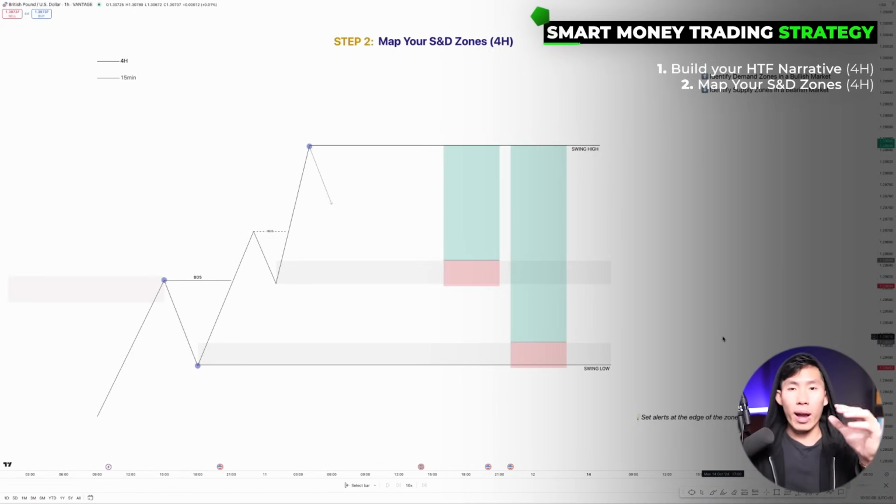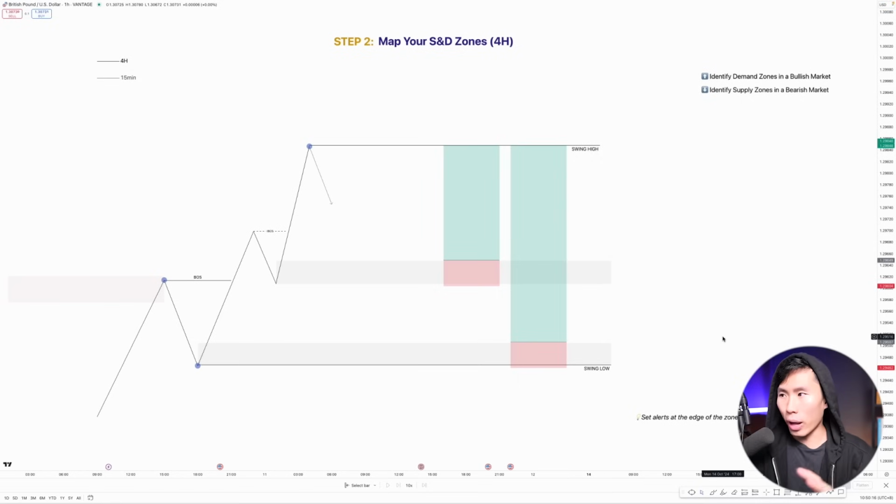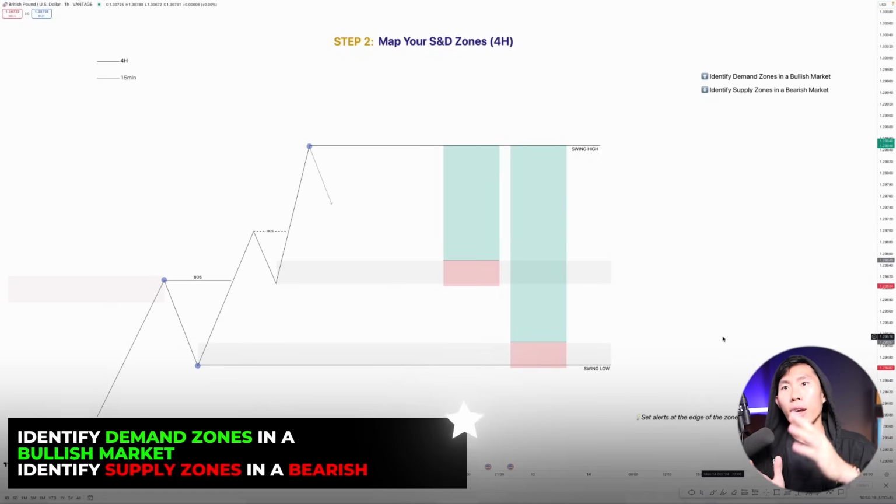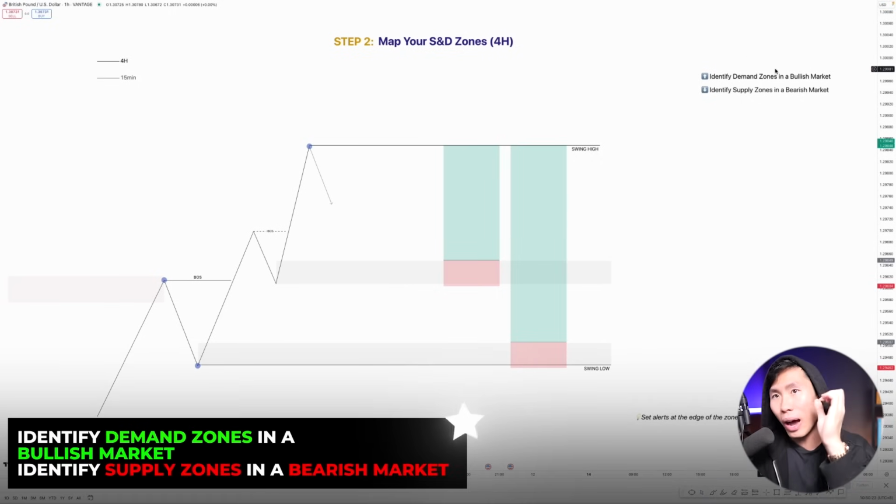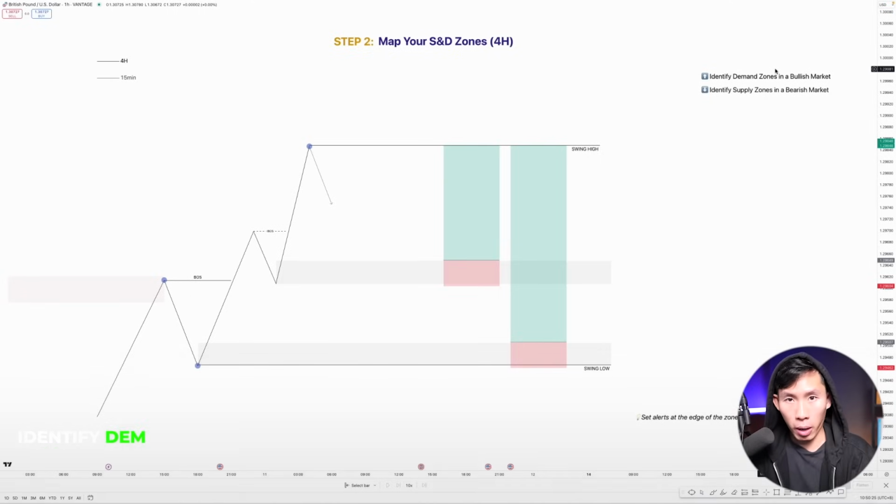So for the second step, we are still on the 4-hour time frame, and this is when you want to map out your supply and demand zones. In the last video, we have already taught you how to map out your supply and demand zones, and I'm not going to go through the entire thing again, but basically you want to identify demand zones in a bullish market, and supply zones in a bearish market. Because these are the zones that are aligned with our higher time frame trend, and we want to be able to trade with the trend, right?